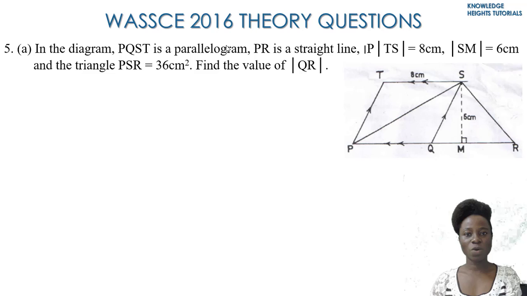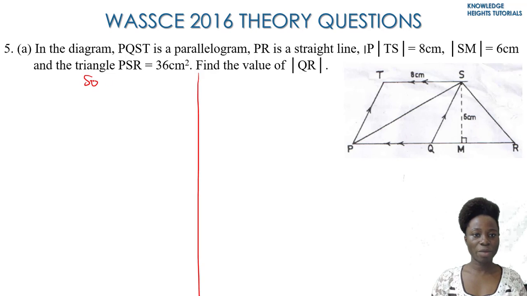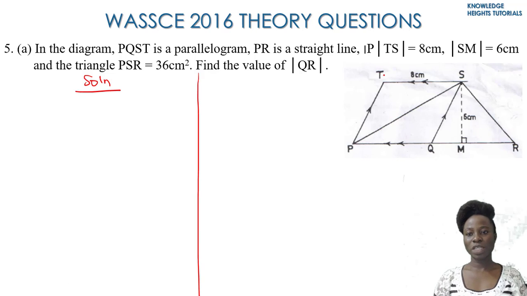So friends, we continue with our WASSCE 2016 Core Mathematics Theory questions. So we have a parallelogram, PQST, and then we are told that line TS is parallel to line PQ. Line TS is 8 centimeters, which indicates that line PQ is also 8 centimeters. And then the height SM is 6 centimeters. We are to find the line QR, which forms part of line PQ.